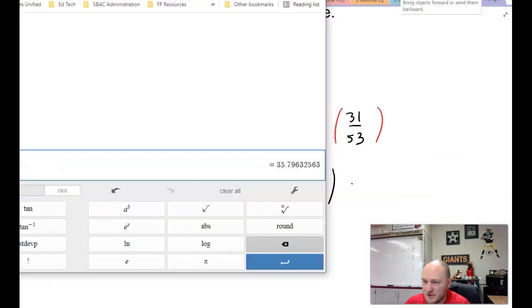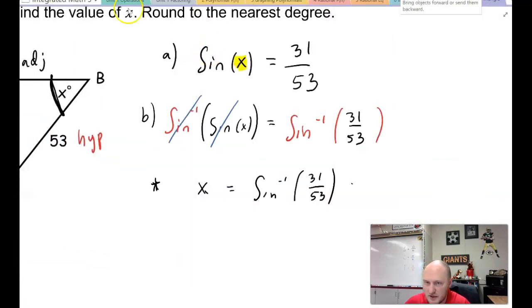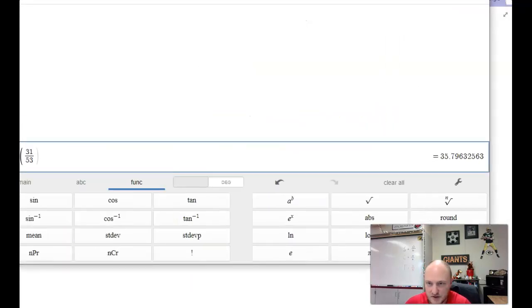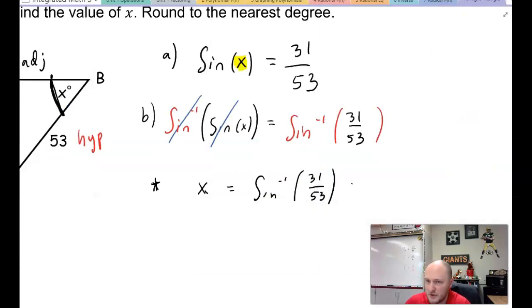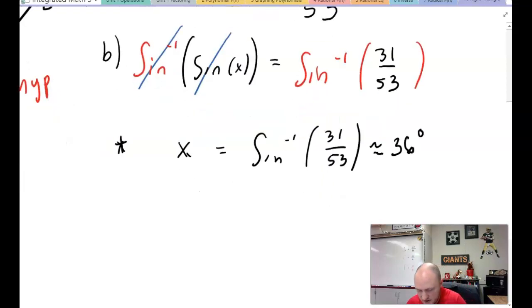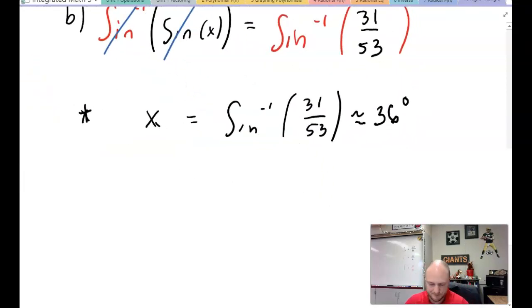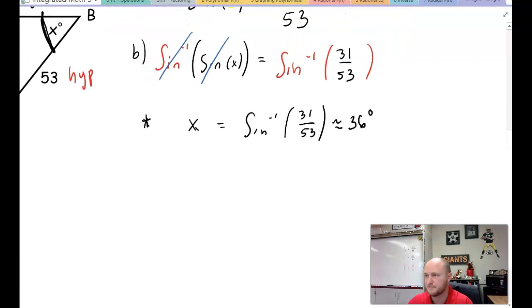So again, your answer should be 35.796, and I think they want us to round to the nearest whole degree. They do right here, round to the nearest degree. So that's the ones place, nearest whole degree. Okay, so I want to round to this position, looking next door, that's 5 or more. So this is going to be approximately 36 degrees. Okay, so we have solved for x.